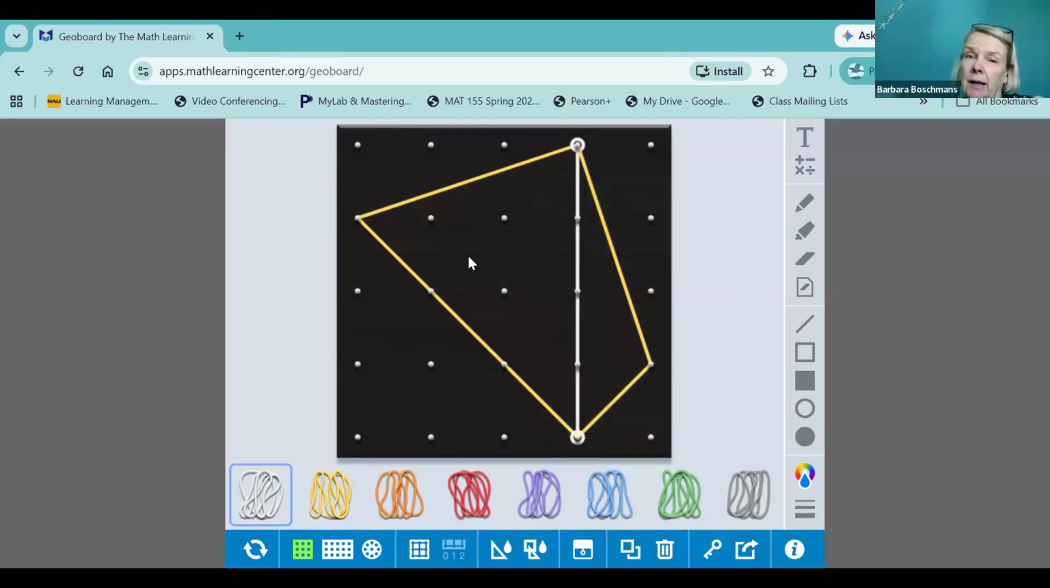I have a triangle on the left, triangle on the right. The white rubber band will be my base. The smaller triangle has a height of 1. The larger triangle has a height of 3. And just like that, I can use the area formula for a triangle, and I can go ahead and add those two areas of the two triangles together.